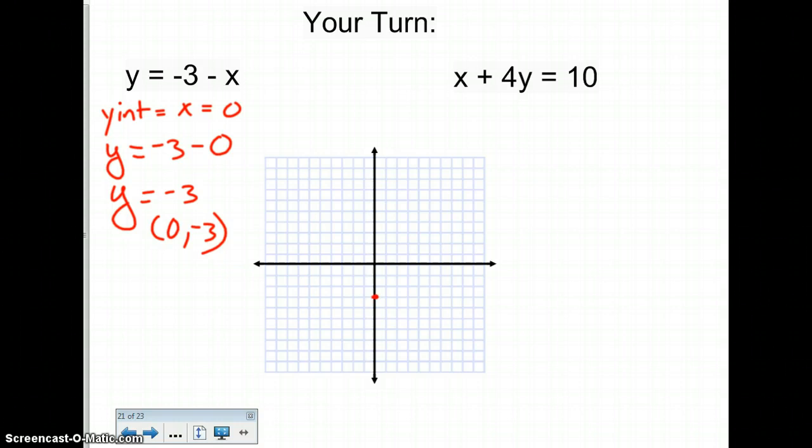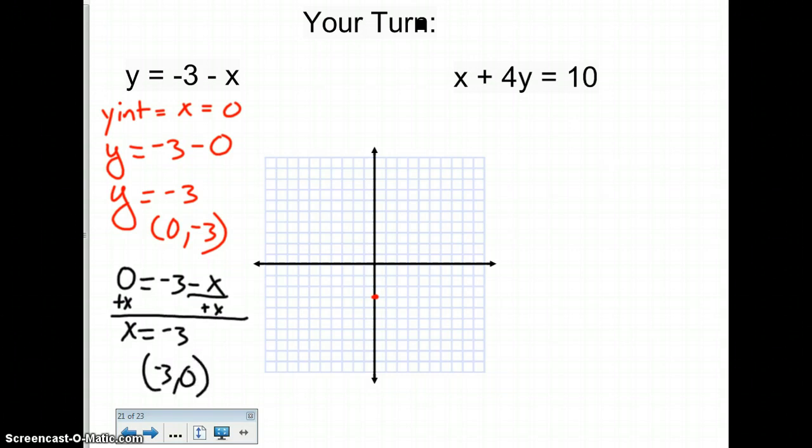And to find the x-intercept, we let y equal 0, so 0 equals -3 minus x. I want the x to be positive, so I'm going to add x to both sides. And we get x equals -3. So we're at -3, 0. That would be about here. And we'll make this one off in red. It would look like so.